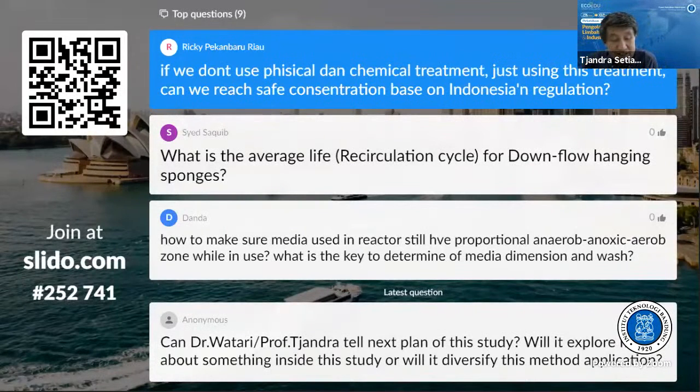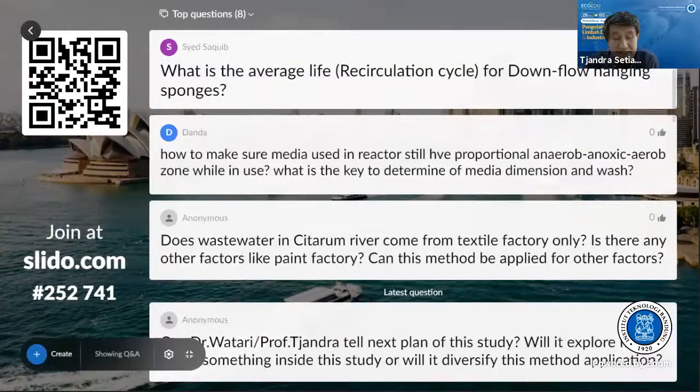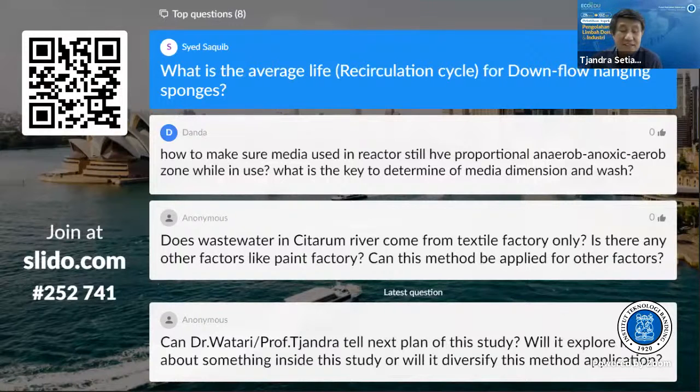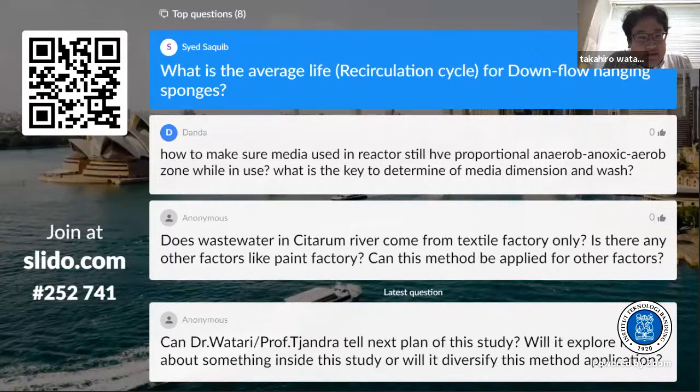Thank you. So the next question is about the lifetime of the DHS: should the down-flow hanging sponges be replaced, or can they be used for a long time? Please.